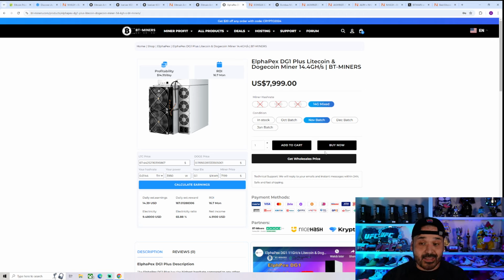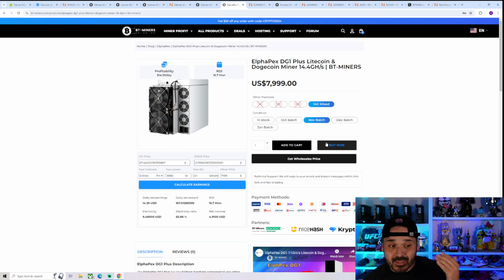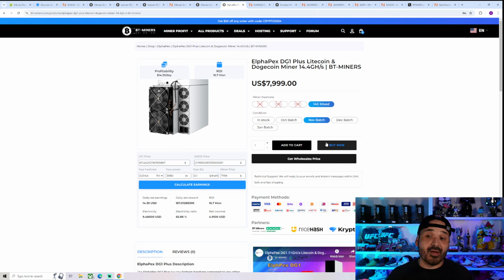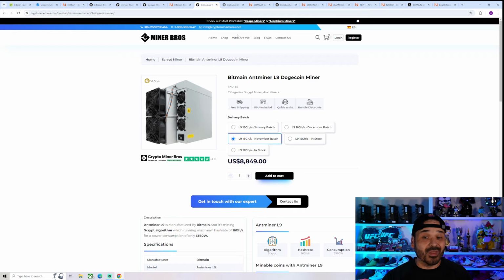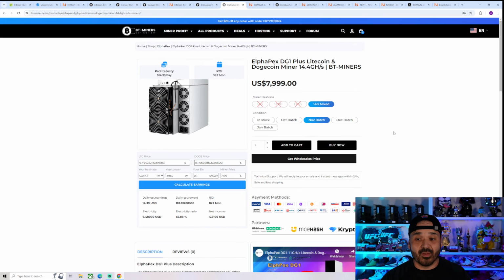The disadvantage is that the price is usually somewhat competitive. They're not as low as Nhash. It is going to be higher, and they do have a credit card processing fee, as well as you're going to be paying sales tax on top of that. Versus the Nhash price or even the Miner Bros price, which is pretty much flat, but it's crypto only, right? BT Miners is one of the few that does take credit cards.